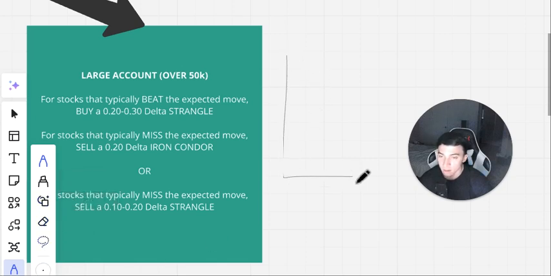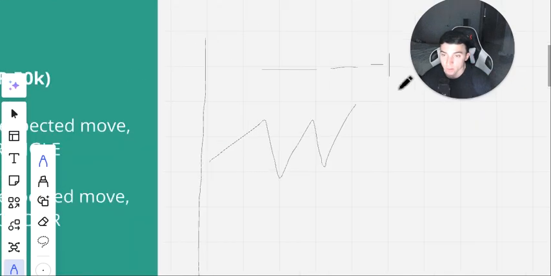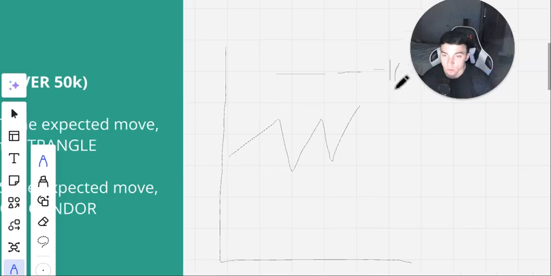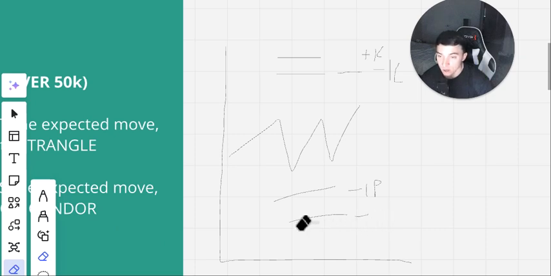So we have a stock, and let's actually compare it with an iron condor, right? So here's your stock. An iron condor would look something like this: +1 call, -1 put, +1 put. So that's the iron condor. It has the protective legs, but selling a strangle would essentially remove the two protective legs and leave us with a naked put and a naked call.